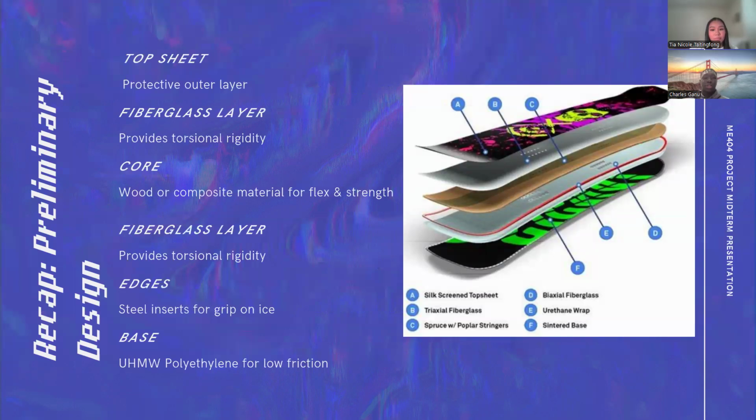So here is a preliminary design, and this is just a recap of it. The top sheet is a protective layer of the snowboard. Then we have fiberglass as the second layer. The third layer is the core, which is wood. And then the layer under that is fiberglass again. And lastly, the bottom layer is a protective polyethylene base, and this reduces the friction that the snowboard feels when it's going down different surfaces, particularly snow.